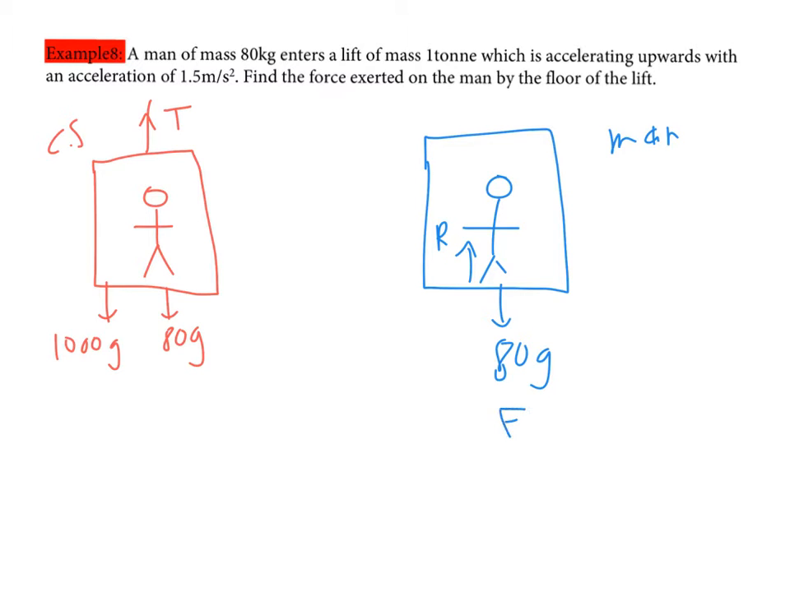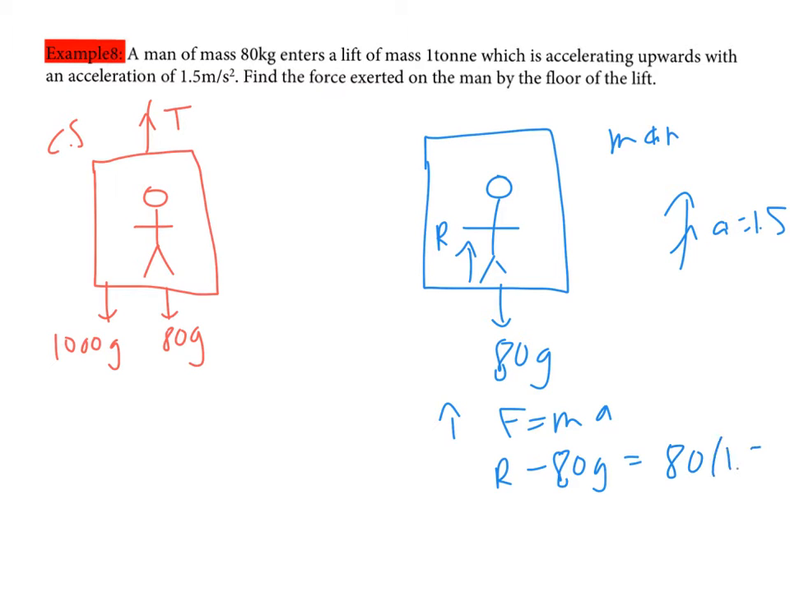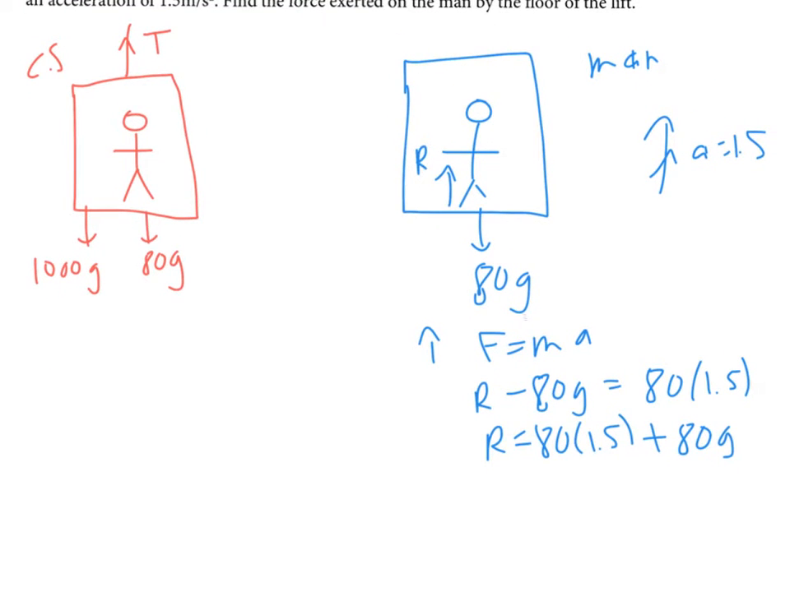So we've got F equals ma because it is accelerating. The force is accelerating upwards, a being 1.5. So then we'd have R as the upward force minus the downward force, which is 80g, and that equals the mass. Now we're just considering the man, not the complete system, so it's just going to be 80 for the mass, and then the acceleration we know is 1.5. So R equals 80 times 1.5 plus 80g, and that gives R is 904 newtons.